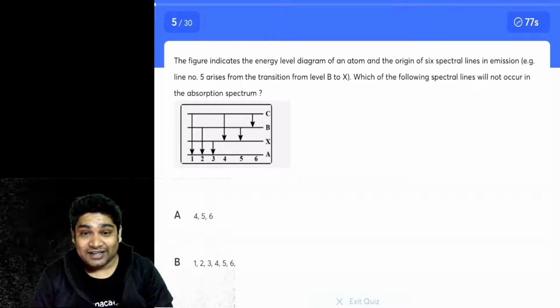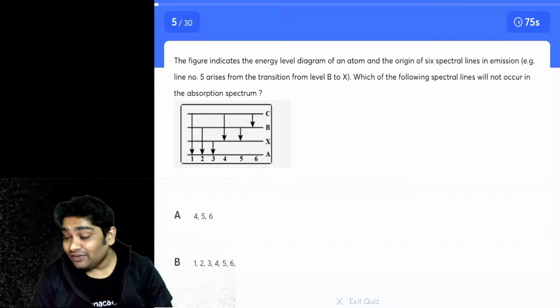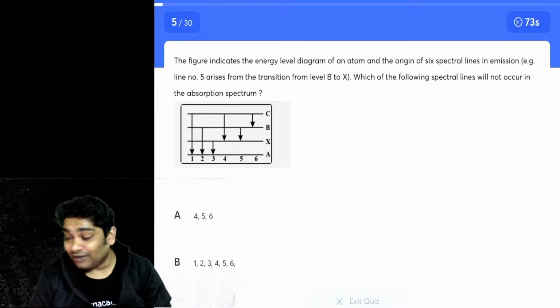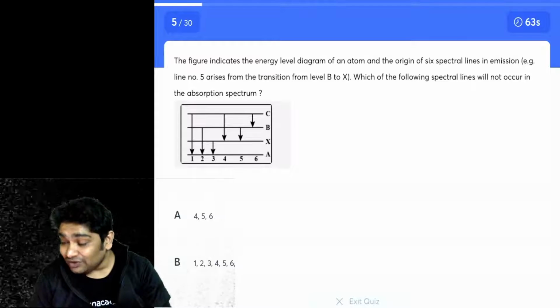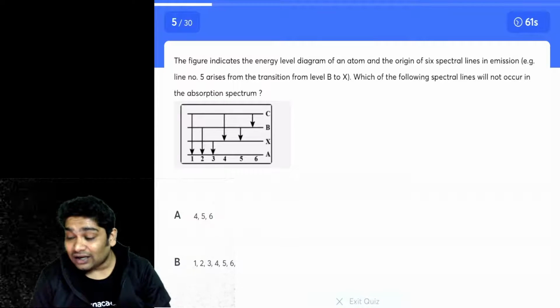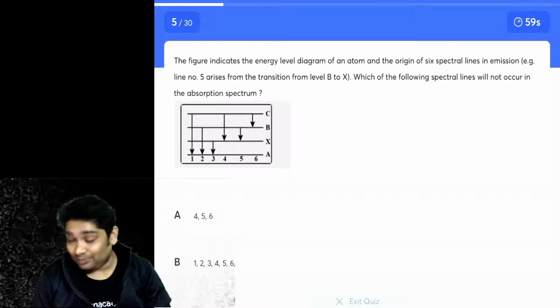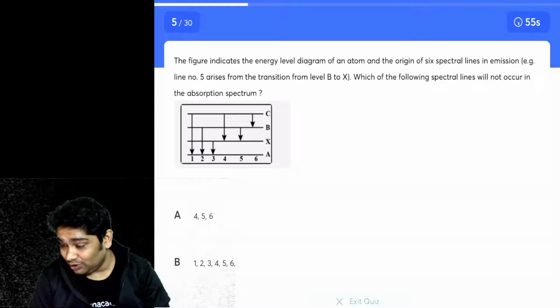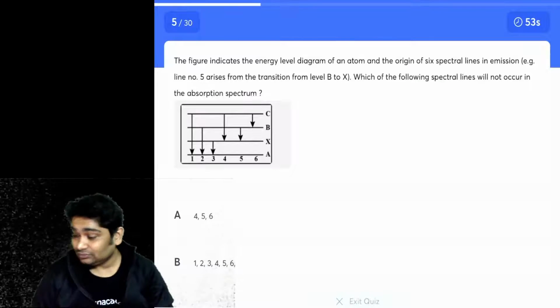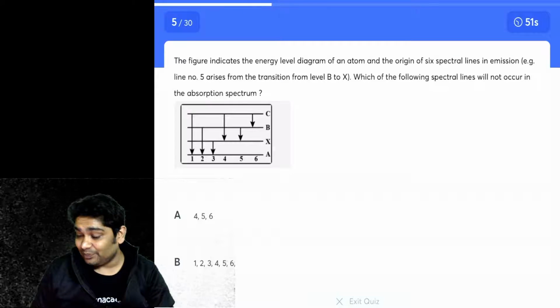Now, moving on to the next question then. The figure indicates the energy level diagram of an atom and the origin of 6 spectral emissions. Example, line of 5 arises from a transition from level B to X. Okay. Now, which of the following spectral lines will not occur in the absorption spectrum? In the absorption spectrum, which one of the following will you not have? Okay, so this is the emission spectrum.